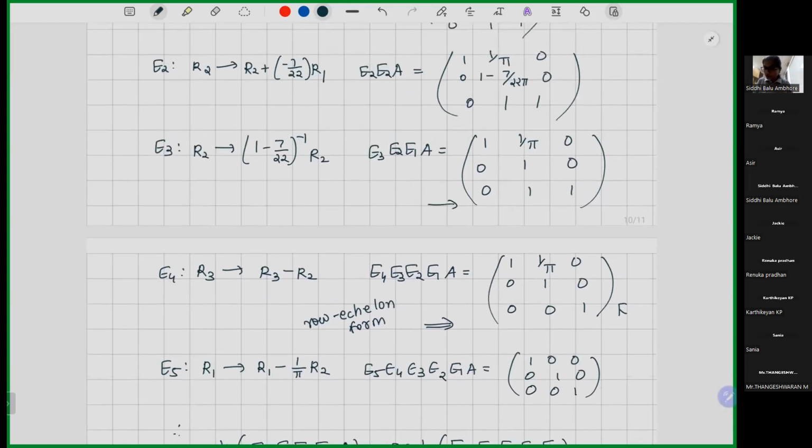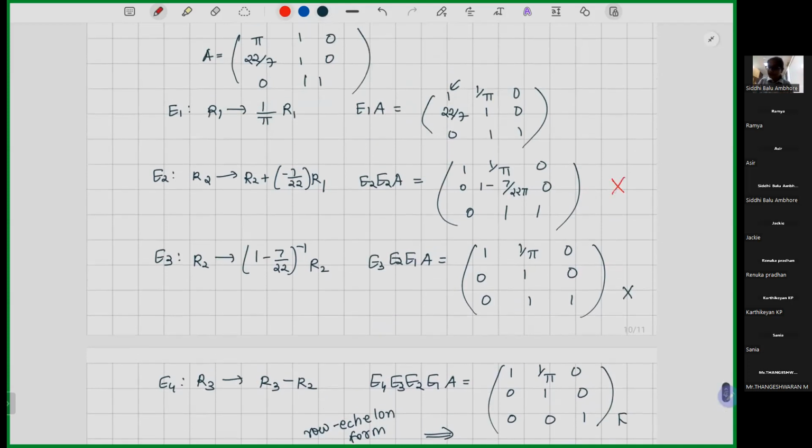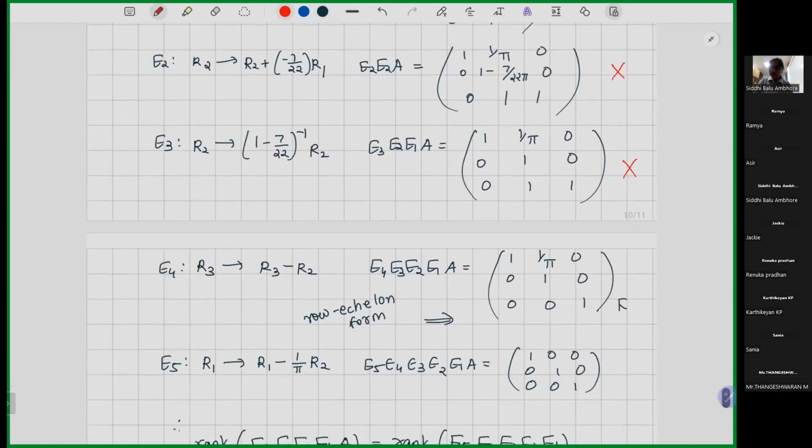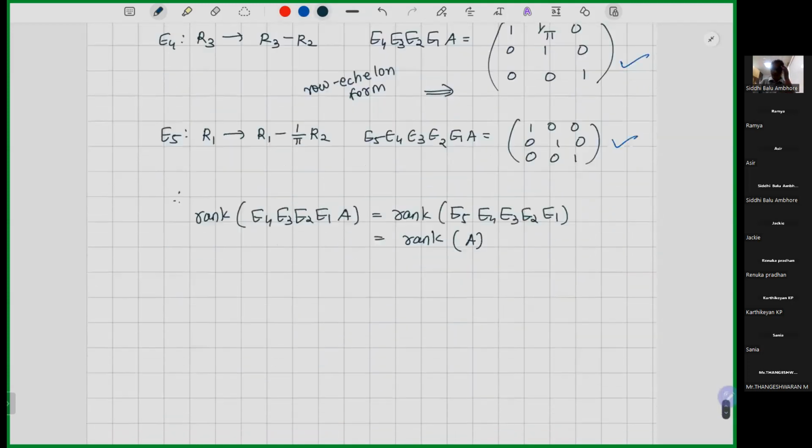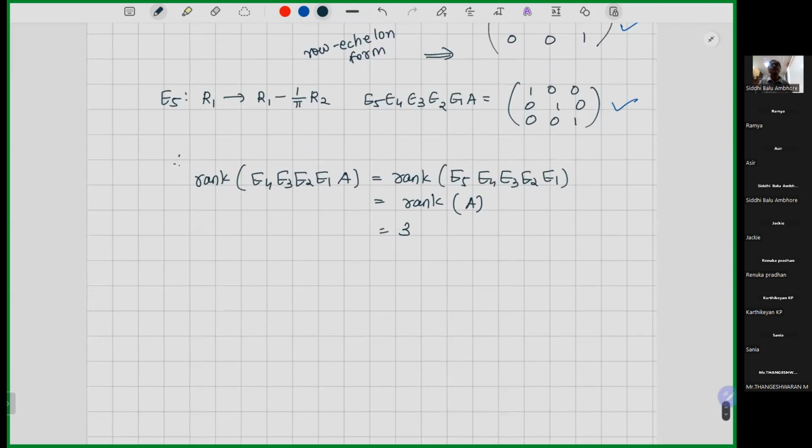In fact, here also we are already in row echelon form. Okay, because no, this is not, because this has a leading one, but below this is non-zero. So this is not a row echelon form. So please check that this is not row echelon form, this is not row echelon form, but this is row echelon form. Okay, I hope what I'm doing is clear to you. So the rank is 3, because it has 3 non-zero rows. Any doubts here, please ask what I just did.